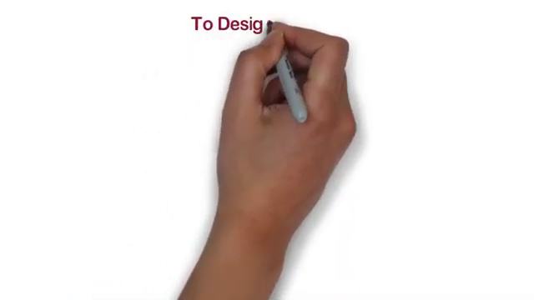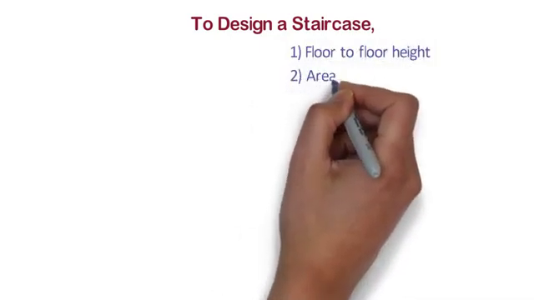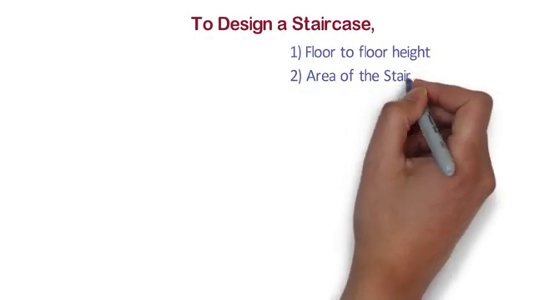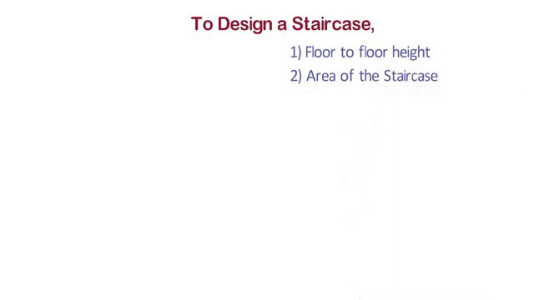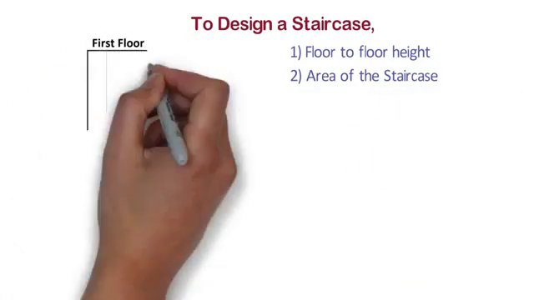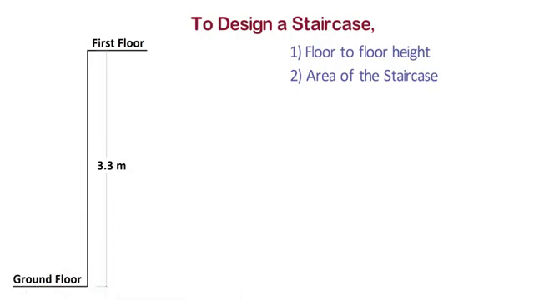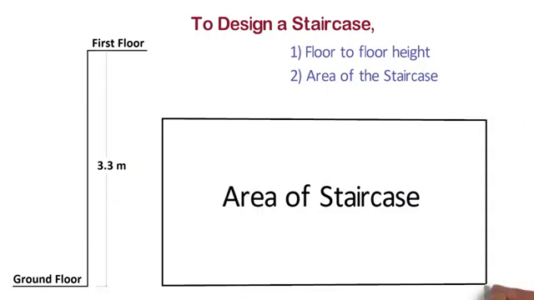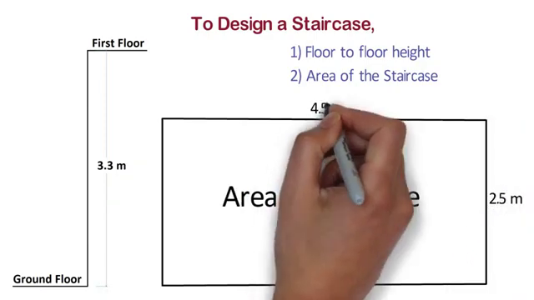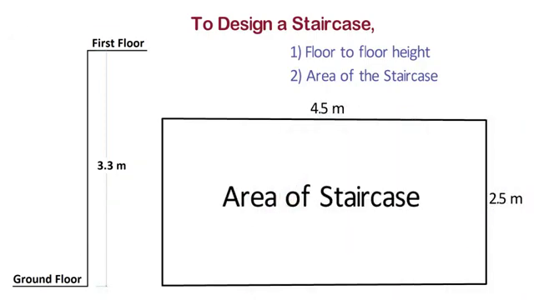For designing a staircase, we should know two things. One is floor to floor height and second is area available to accommodate a staircase. That is area of the staircase. Let us consider floor to floor height of a building as 3.3 meter and the area available for staircase is 2.5 meter by 4.5 meter. Here we have to consider two number of flights.